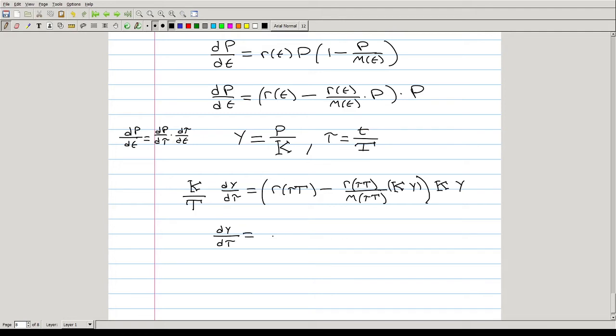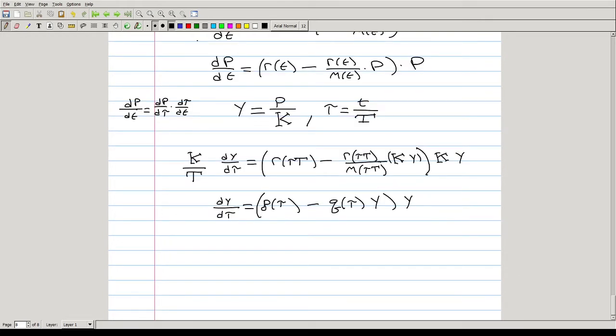the following differential equation. I'll write it down first. We'll call this function right here, when I multiply by T, lowercase p of tau, minus q of tau, times y, times y. And this is the non-dimensionalized generalized logistic equation.